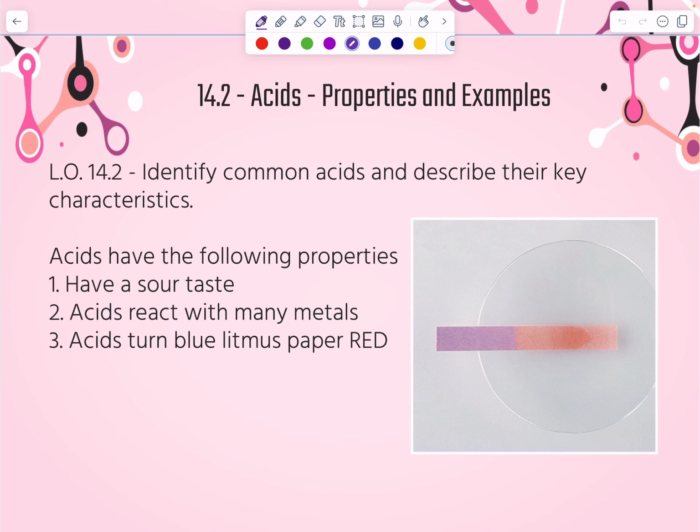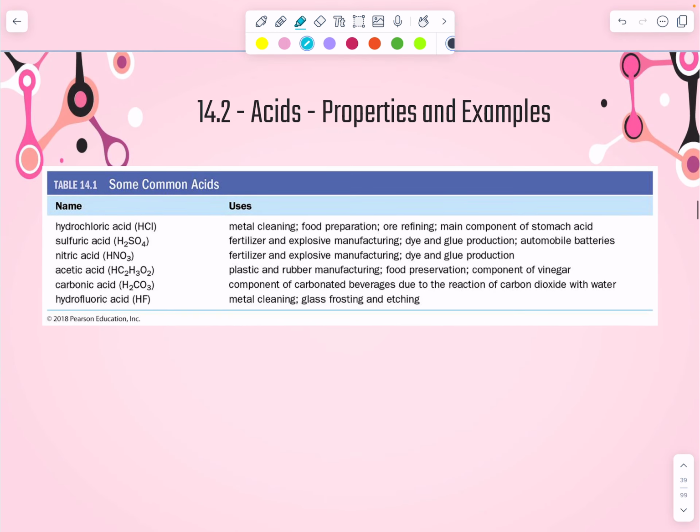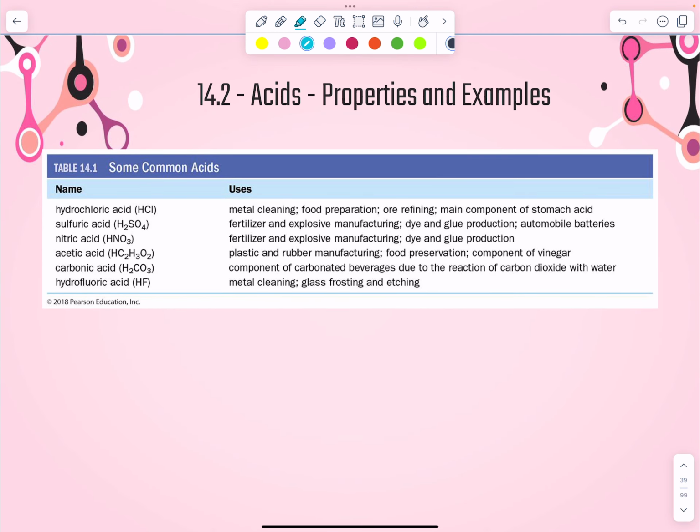So again, acids, you probably learned this before, have a sour taste. Think of citrus fruits. We know they have a lot of acid in them. They react with many metals. We saw that, if you remember back when we looked at the activity series, and acids turn blue litmus paper red.